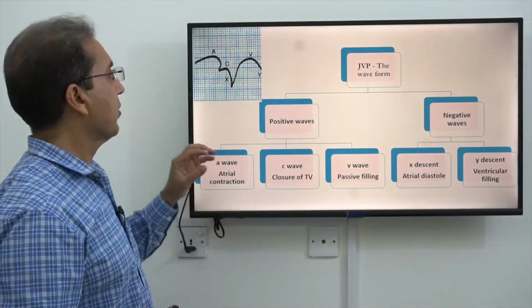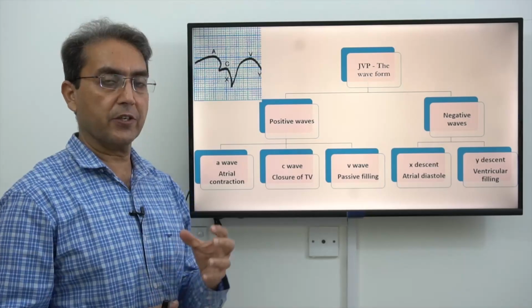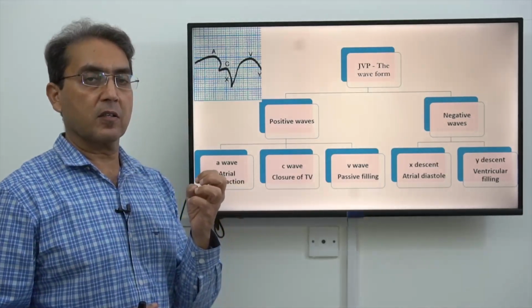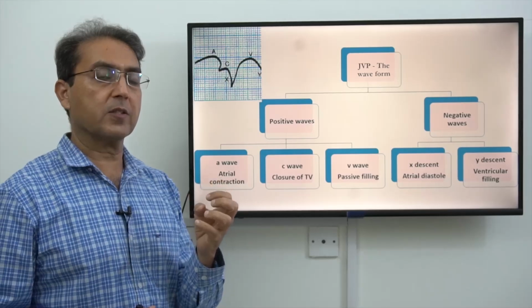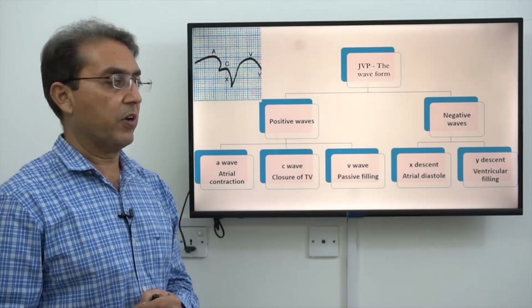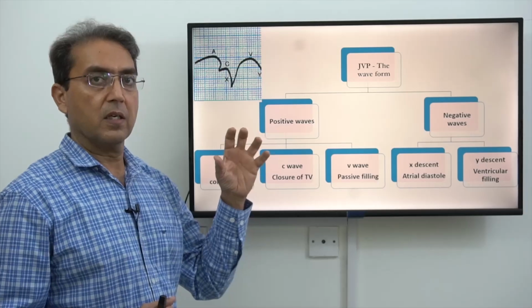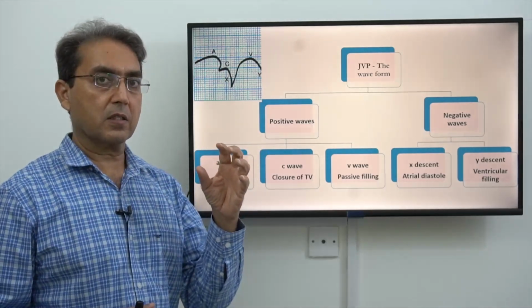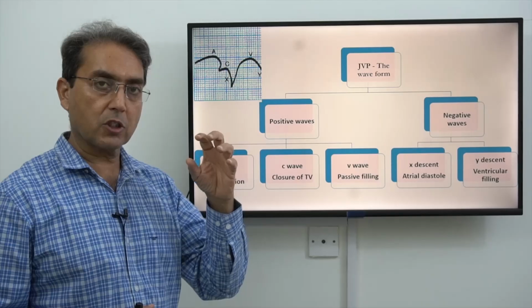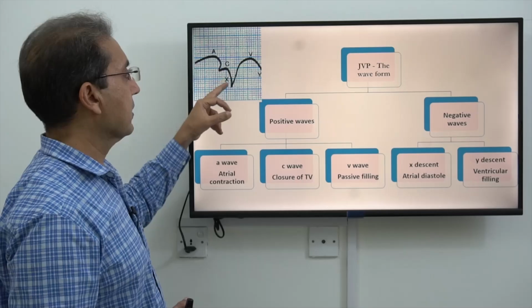The first upward wave is called the A wave. This is because of the atrial contraction. The atrium contracts and the pressure rises in the atrium, and this pressure is reflected in the venous system as the A wave. And then when the atrium relaxes, that is, atrial diastole starts, the pressure in the atrium starts dropping suddenly. So we have a negative wave which is called the X descent.